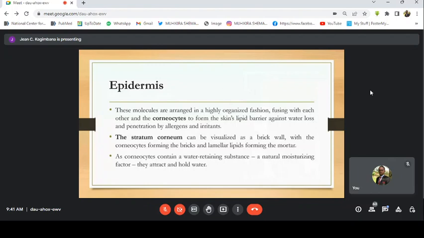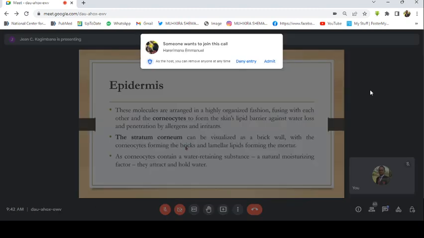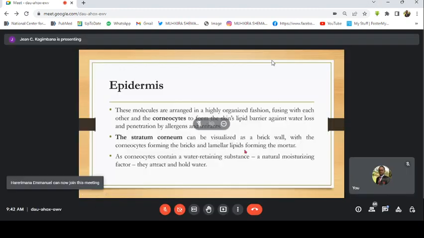This is where we have the first role in protection, because it makes a big and thick barrier which prevents toxins, irritants, or other environmental factors from penetrating the skin, okay? Now, that's why it can be visualized in a microscope as a brick wall, okay?